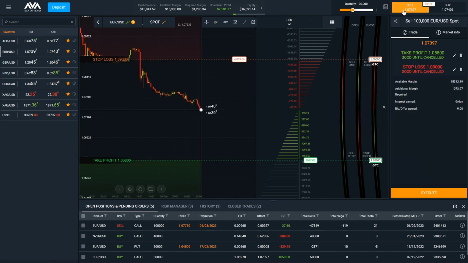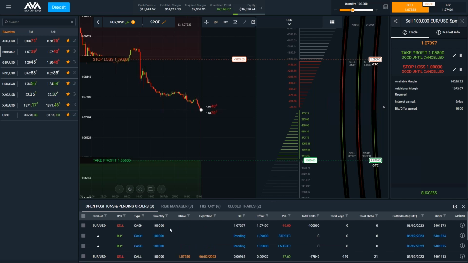If I want to execute this trade, I just click again and click execute and my trade is done. And you see it's popped into my open positions. I've sold cash and I have, in blue waiting, it's kind of cool, we have both a take profit and a stop loss.